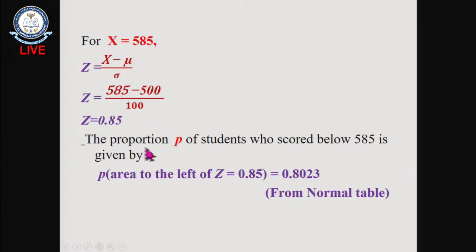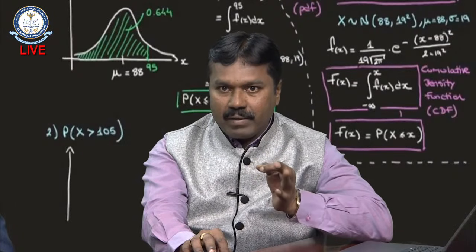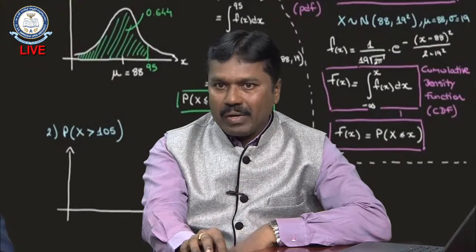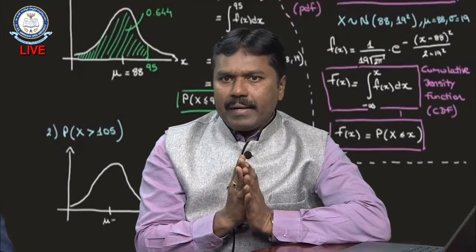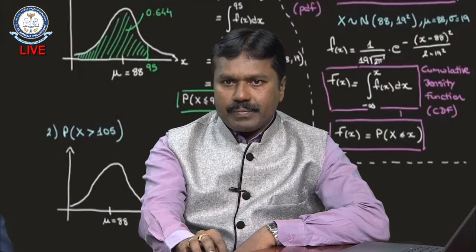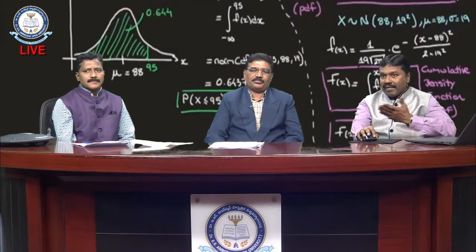The proportion of students who scored below 585 is given by the probability of the area to the left of z equal to 0.85. I can explain this in tabulated form also, using the standard normal table. I will show in the next slide how to get this value from the table. The value we got here is 0.802, so that person may have an 80% chance of getting admission in the Ambedkar Open University.